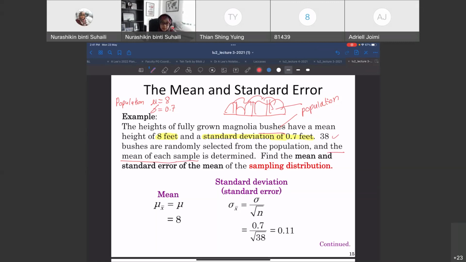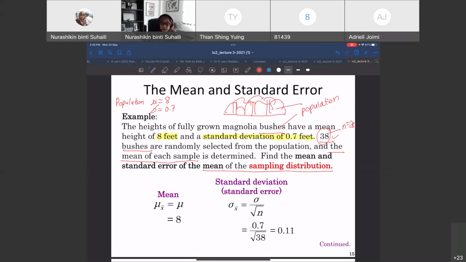every sample is determined. Find the mean and standard error of the mean of the sampling distribution. Because we have these 38 bushes, that is actually the samples. So now we are talking about the distribution of those samples. Now, if we want to digest the information, here is actually n, isn't it? So n is 38, which is greater than 30. So it satisfies the first rule of the central limit theorem, n is greater than 30.